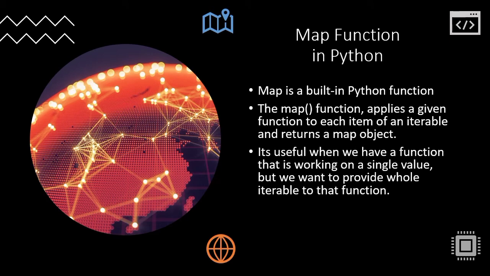It is useful when we are working with a function that takes only a single value, which means that it only accepts one value at a time, but we want to provide a whole iterable to that function. Modifying that function would not be easy, so we can directly use the map function and it will do the job. It is also a part of functional programming in Python.